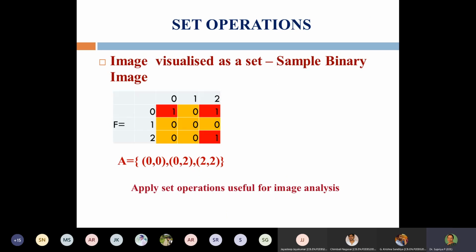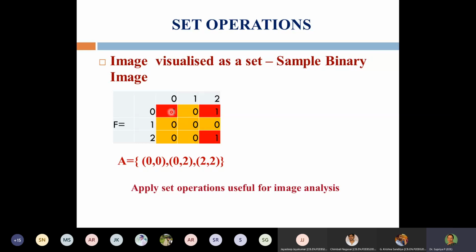Next, we go on to the process of dilation and erosion. And in order to understand the process of dilation and erosion, we need to consider the image as a set, because set operations are to be applied to the image, and the values of an image are going to be read as, this is going to be the 0th row, this is going to be the first row, this is going to be the second row, this is the 0th column, this is the first column and this is the second column. Where values are 1, we have highlighted it in red color.